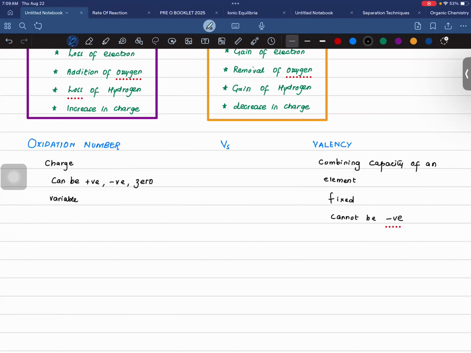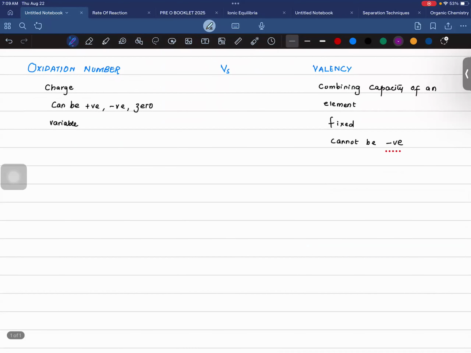So how can I find the oxidation number of each element if the examiner has given me a compound? Let's suppose sometimes he gives you KMnO4. You would be finding the charge of manganese in KMnO4. So there are some rules to calculate the oxidation numbers, remember.